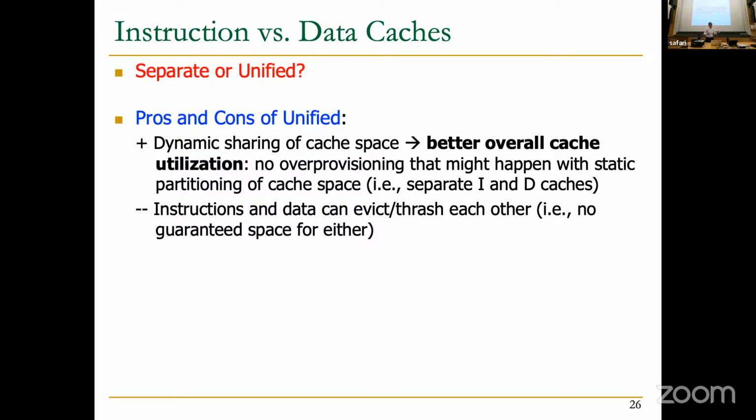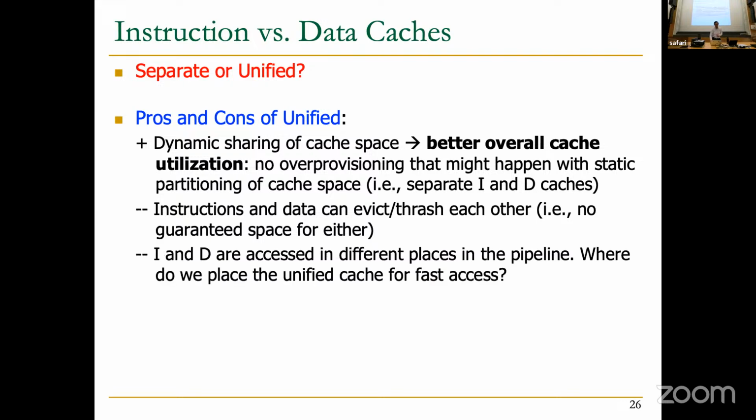What if you have a worse example where the working set together is much larger than the cache space? Now you don't have guaranteed, let's say, space for either instructions or data. As a result, this may actually hurt your pipeline a little bit. Some data can evict the instructions. But again, if you have a unified cache, you can potentially manage it.